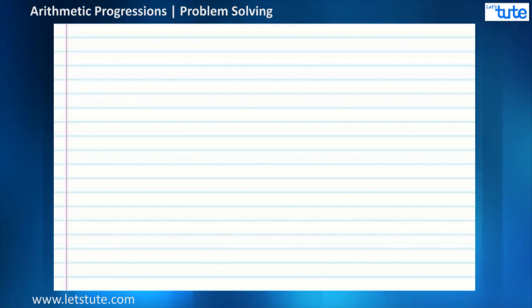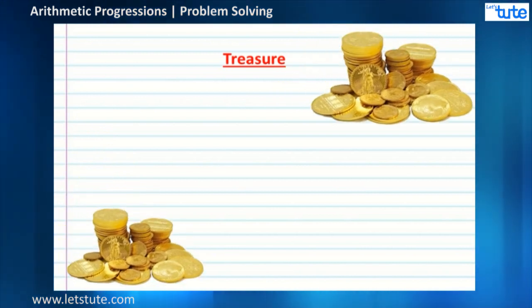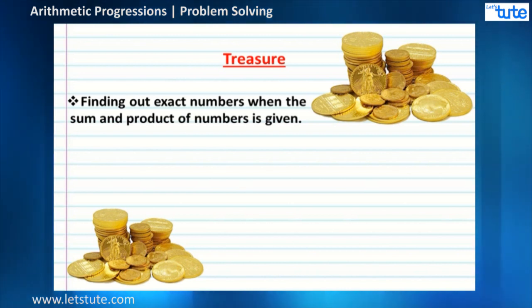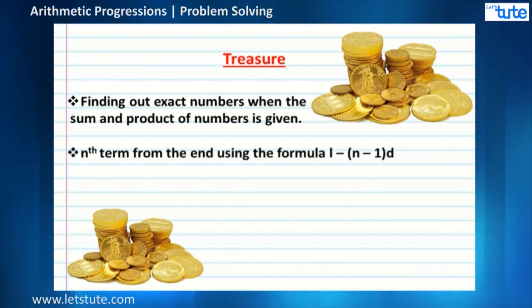So finally, we cracked all the clues and we have the treasure in hand. So let's see what treasure we have in hand. We learned how to find out exact numbers when the sum and the product of numbers is given. We also learned how to find out the nth term from the end by using the formula L minus n minus 1 into D. I hope you all had a wonderful time in this treasure hunt.